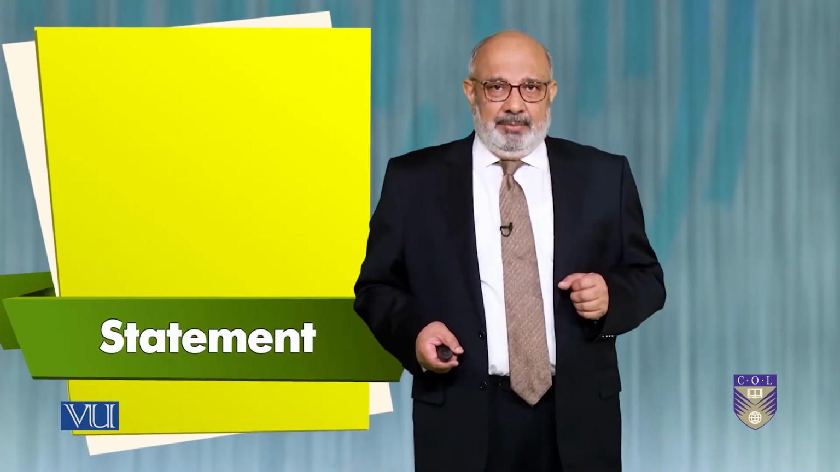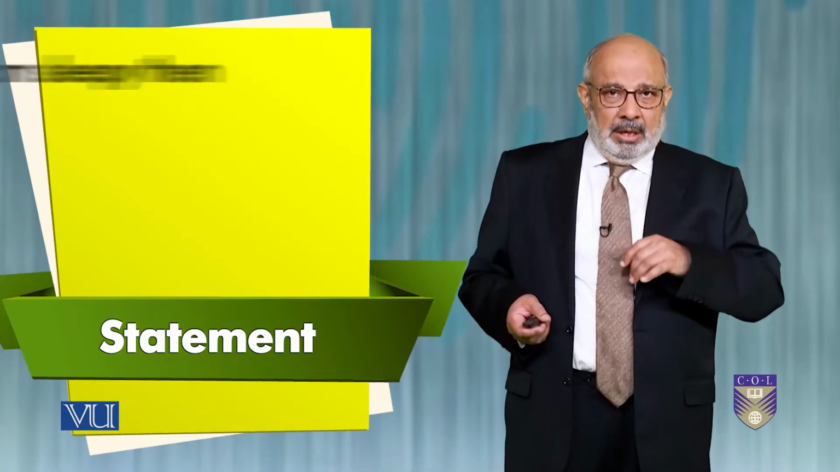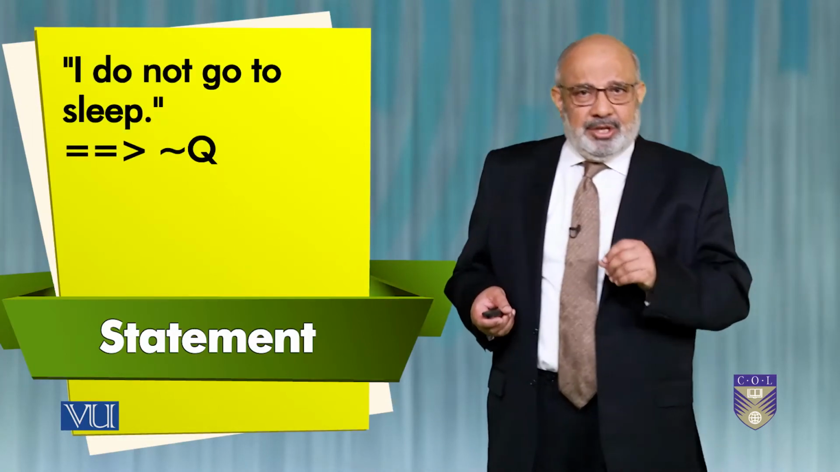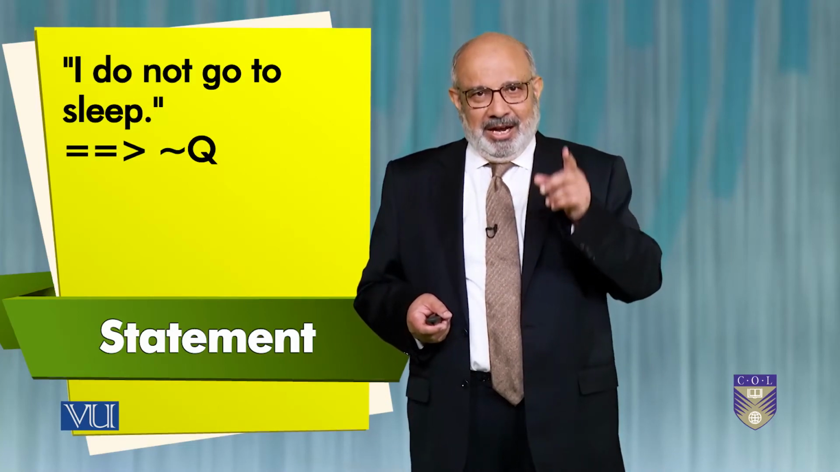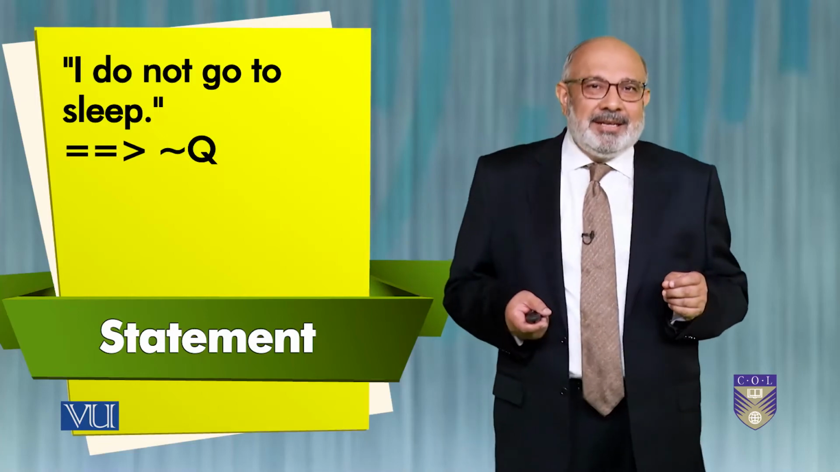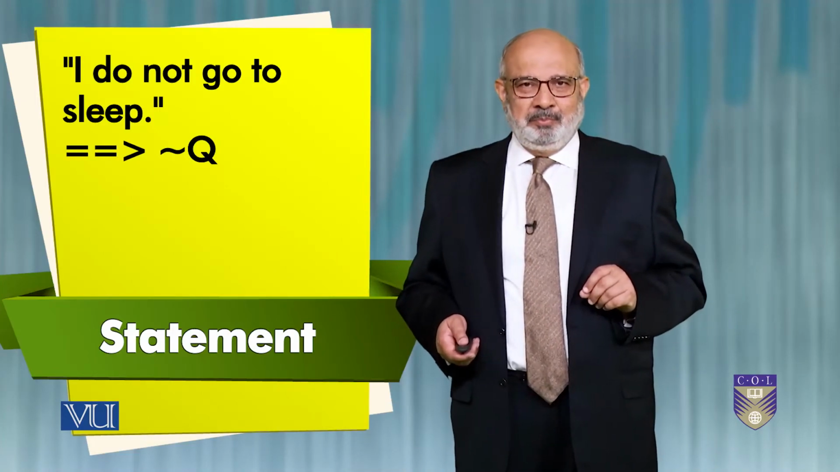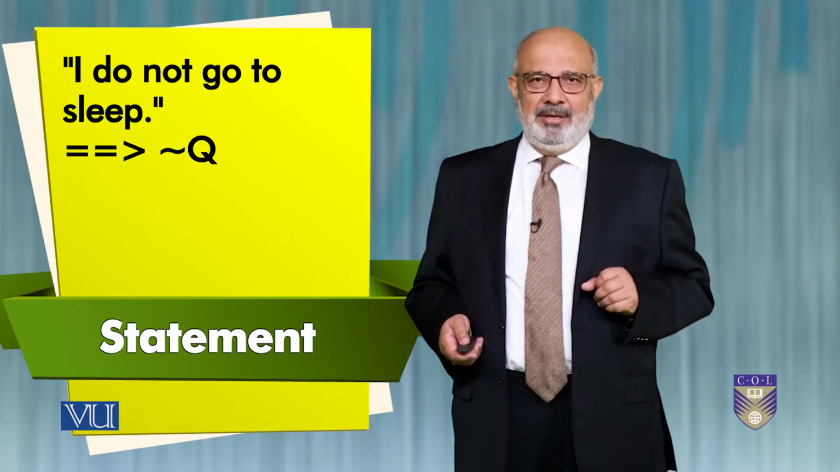Right. Take another statement: if I am sleepy, then I go to bed, right? P implies Q. Now, another one: I do not go to bed, right? What does it imply? That I'm not sleepy, right? So that's what it means. That's the modus tollens part of that. This basically explains a little bit about some of these rules.